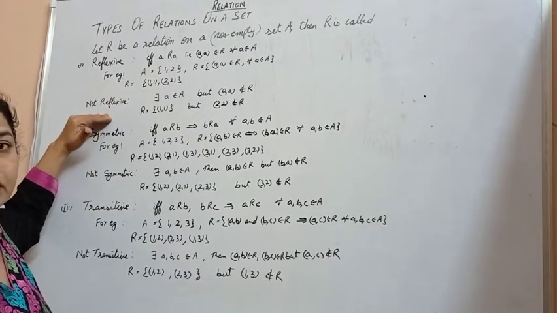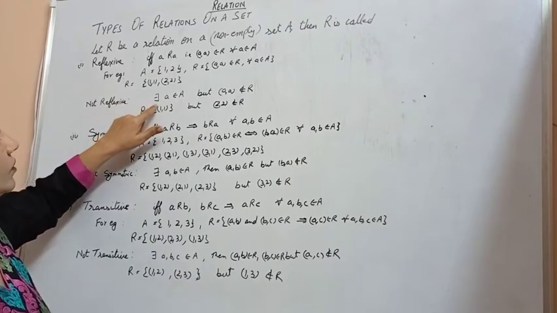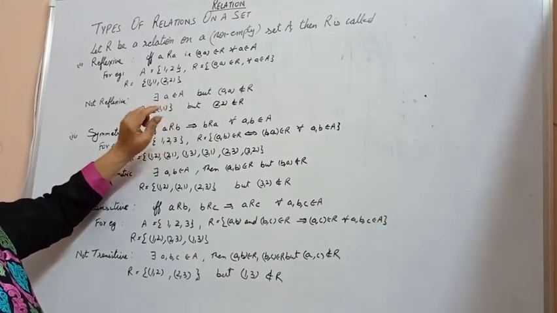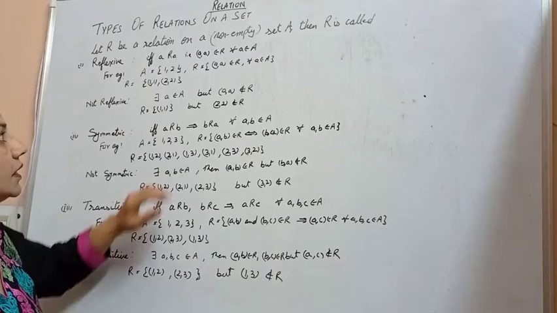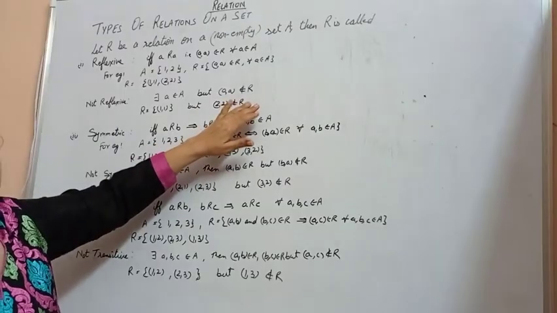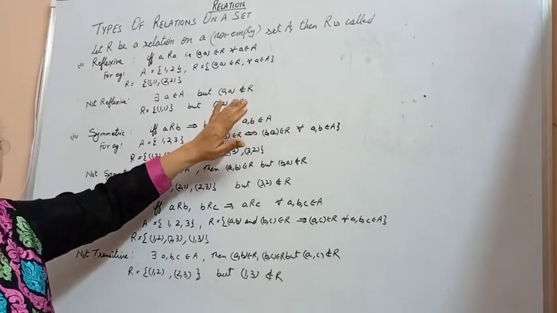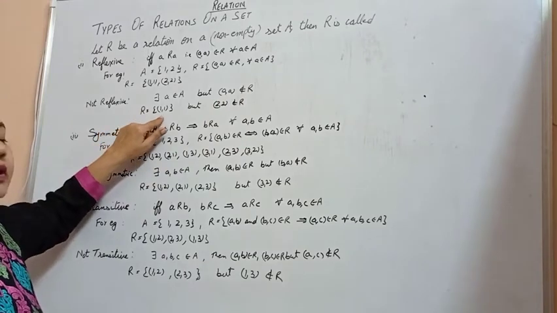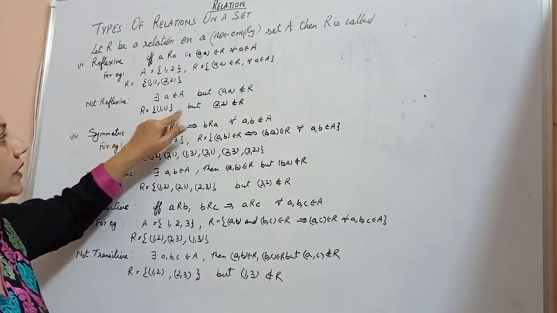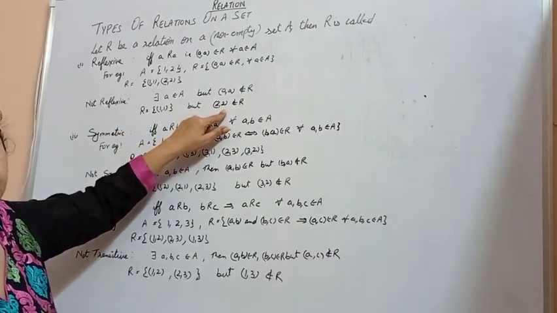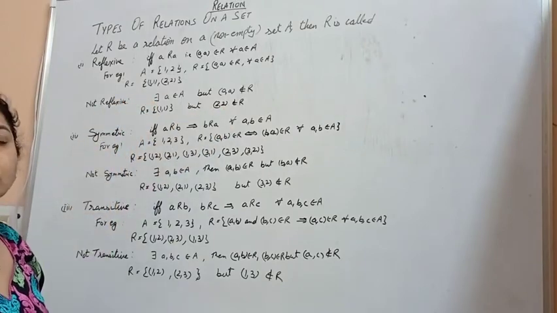When we say the relation is not reflexive, then there exists an element a belongs to set A, but (a, a) does not belong to R. The identical element is not there. We have (1, 1) in the relation, but (2, 2) is not in the relation. So we say that the relation is not reflexive.